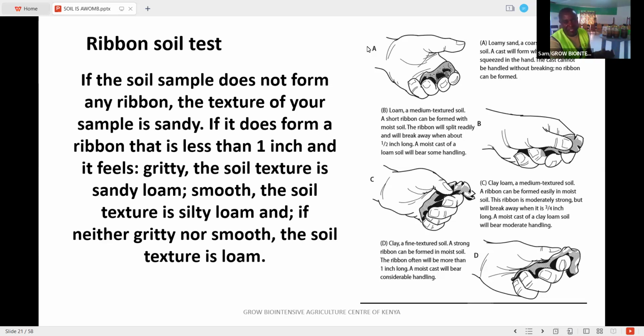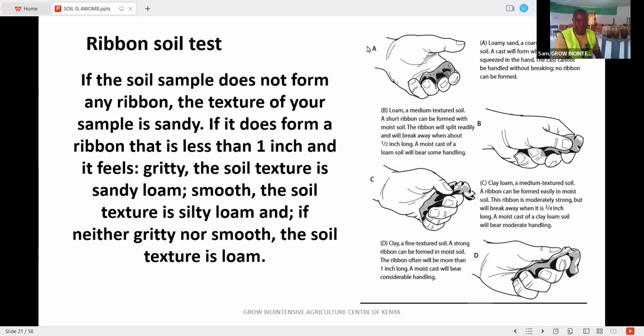And this is also on the internet. You can do that and just press like this, and you'll be able to tell, because you see it's cracking. The ribbon cannot proceed, depending on the kind of soil that you have. And then you also determine by the texture of that soil. So this is clay, it's very, very soft. All right.